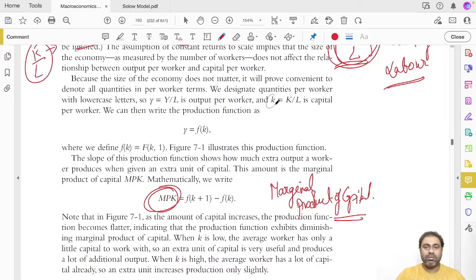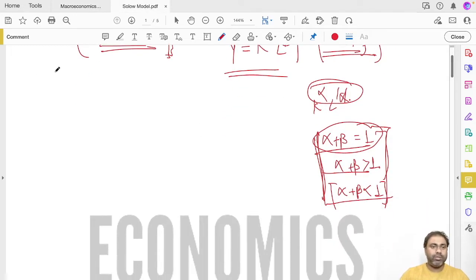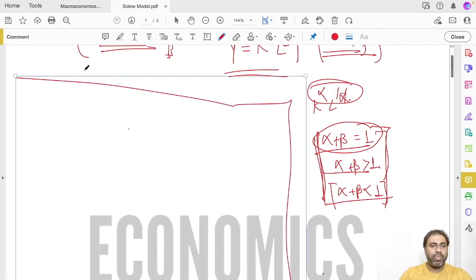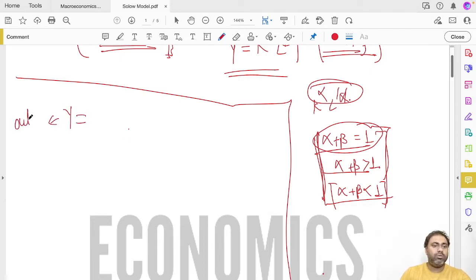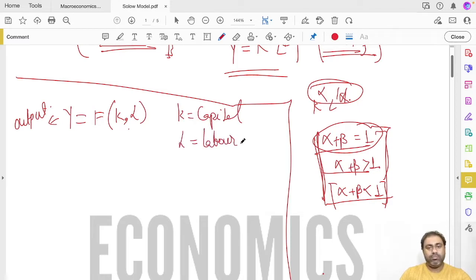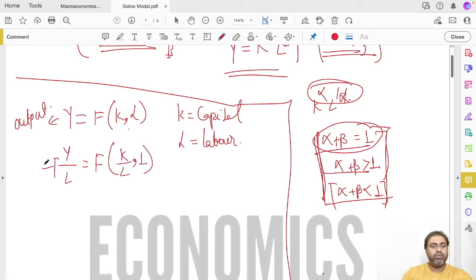So what happens now? Let me start the Solow model. Let's say our production function is Y, where Y is your output. Output is a function of, let's say, F, capital and labor. K is equal to capital and L is equal to labor. So in terms of output per unit of labor, we can write Y by L is equal to F(K by L, 1). This is your output per unit of labor, and this is your capital per labor.